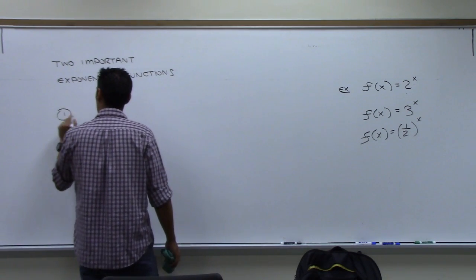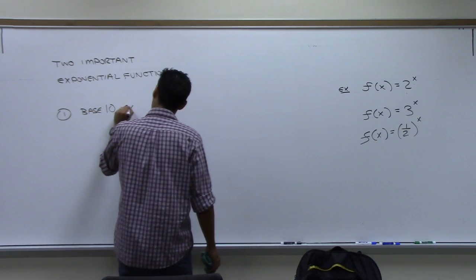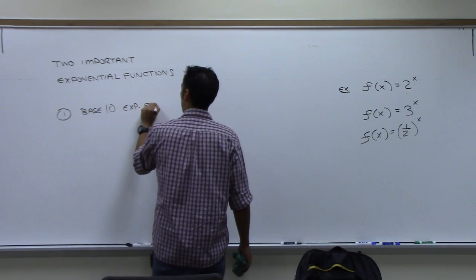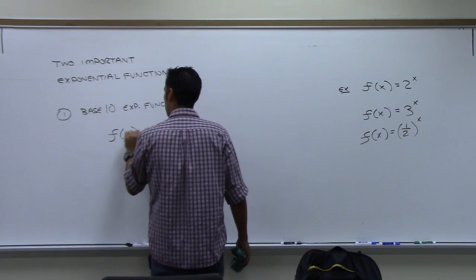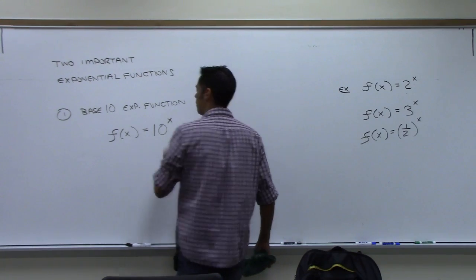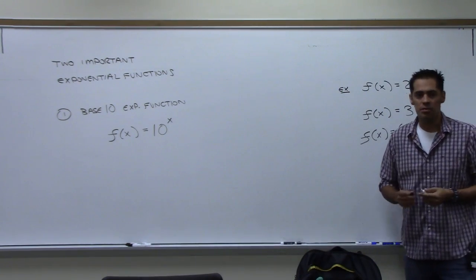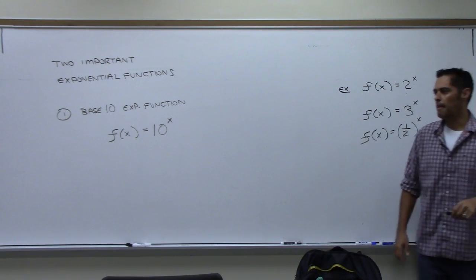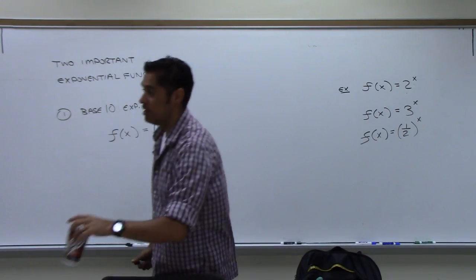First one, the base 10 exponential function. And this is f of x equals 10 to the x. Now, why do you think base 10 exponential functions are important? Why do you think we like those? Why do you think we use those a lot?